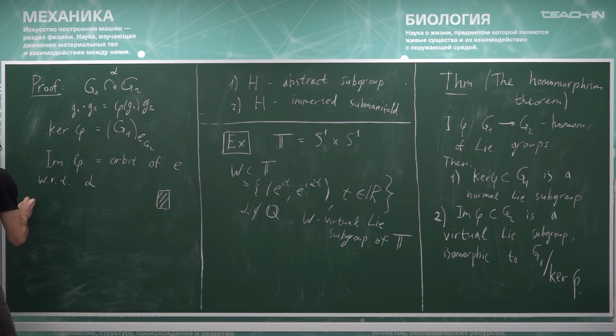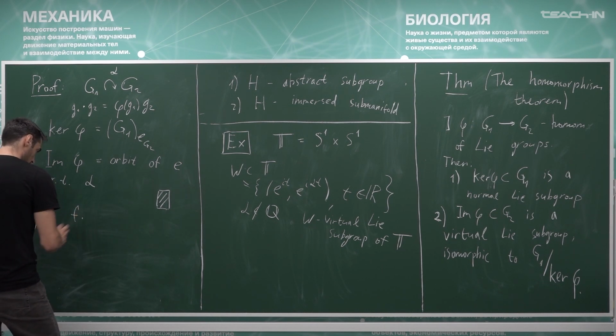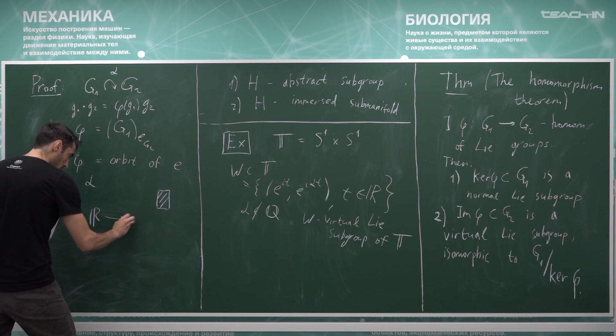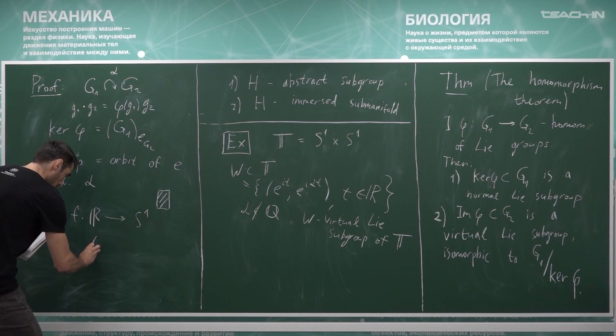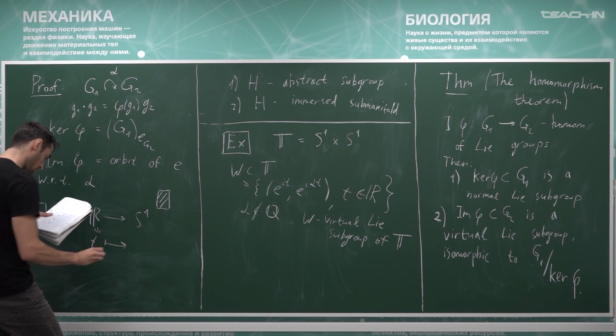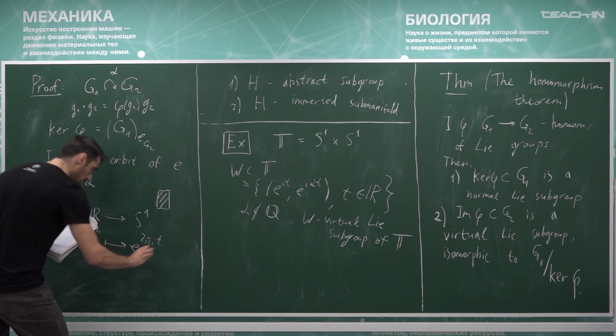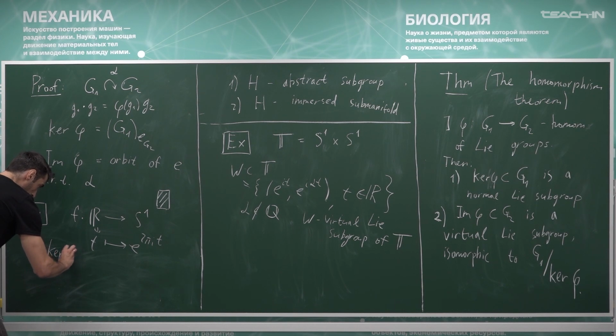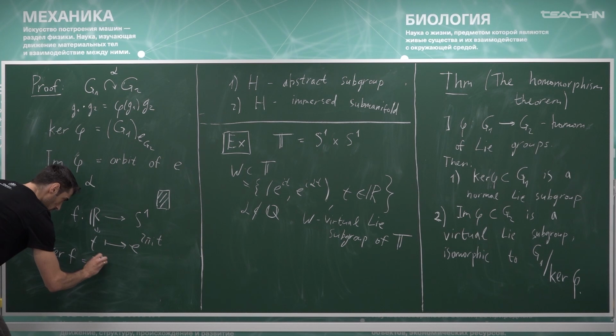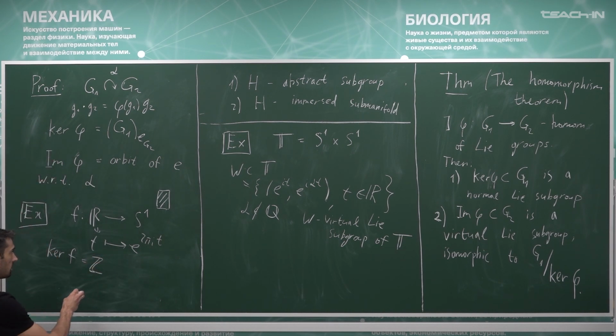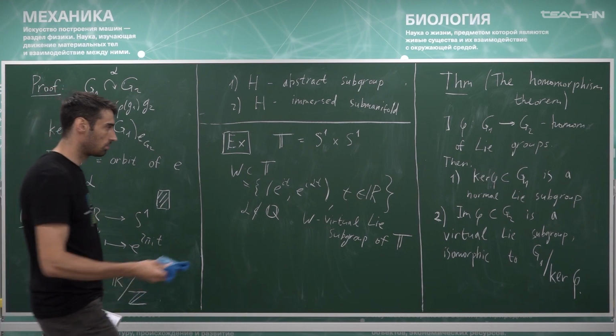All right, so maybe a couple of examples of the homomorphism theorem. There is a map f from R to S^1. I take an element t in R and map it to e^{2πit}. Then the kernel of f is exactly the integers in R. And we can then write that S^1 as a Lie group is isomorphic to the real numbers quotient by the normal subgroup Z. So this is an illustration of the homomorphism theorem, one of the more elementary ones.